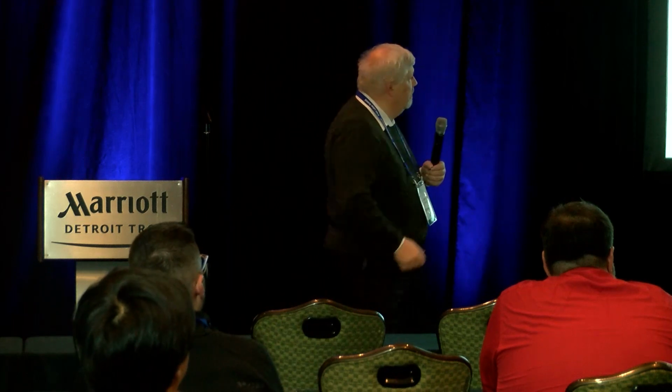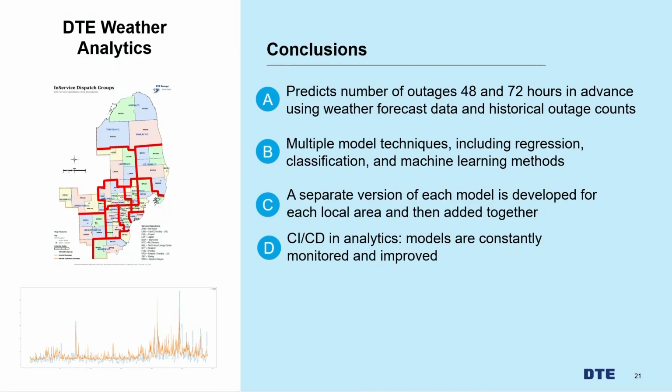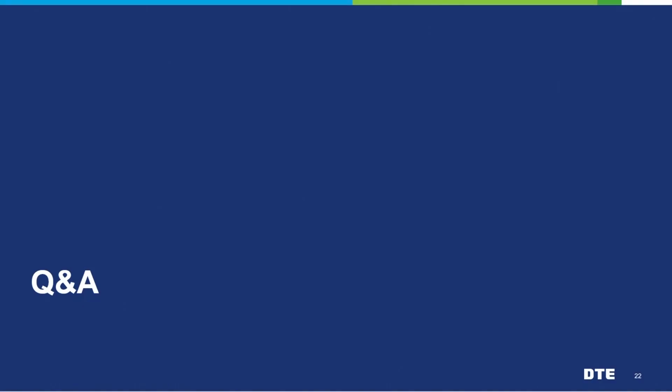In conclusion, we're doing a 72-hour classification, 48-hour count. We use multiple modeling methods. We use them all on each one of 12 separate service center areas. CI/CD, nothing exists that cannot be improved. The models continue to get tweaked and improved as we go along.